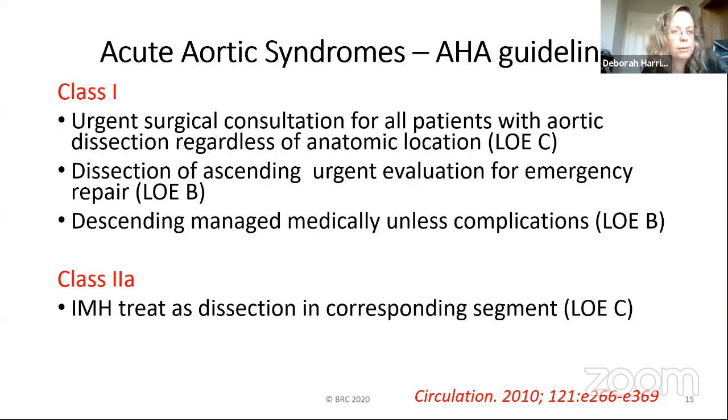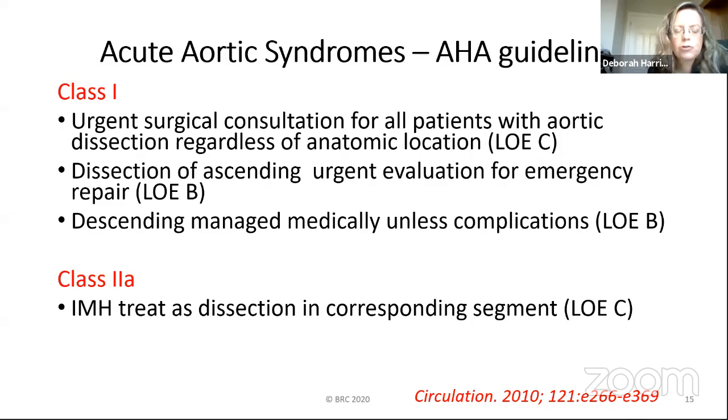I'm just going to move on and briefly talk about acute aortic syndromes. And there's widespread agreement, we all know, that patients with dissection really should undergo surgical consultation, regardless of anatomic location. Dissection of the ascending aorta, so type A dissection, should be urgently evaluated for emergency repair. The American guidelines, remember this is from 2010, suggest that descending aortic, i.e. type B dissections, should be managed medically unless there are complications.